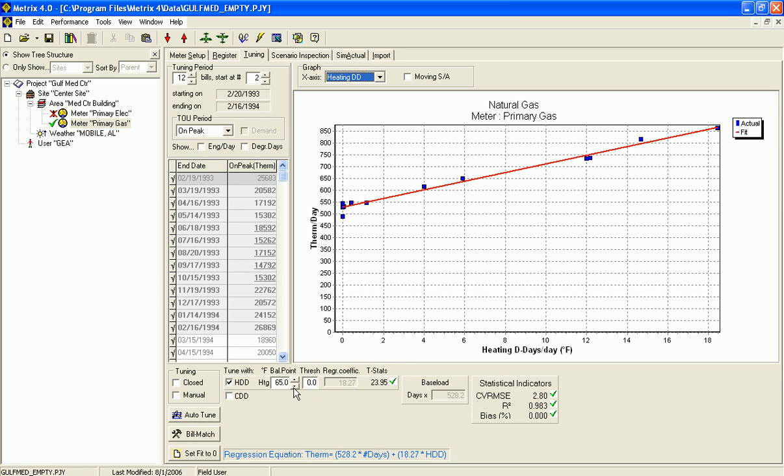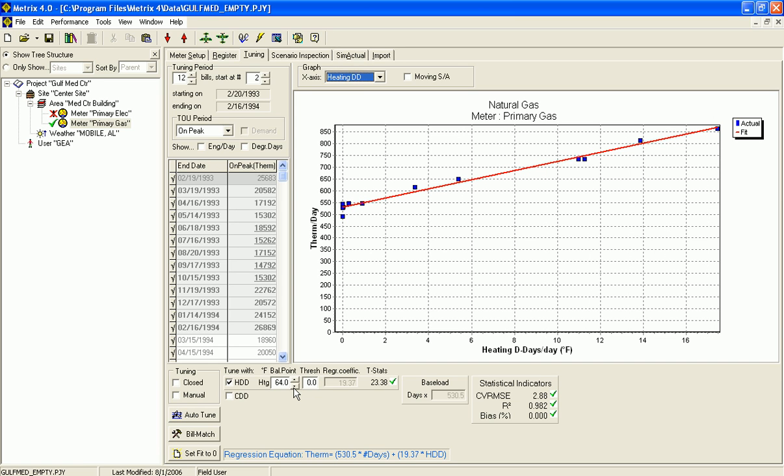At 65 degrees, it remains constant. And with a balance point of 64 degrees, our r-squared value begins to decrease. So for our final tuning, we either want our balance point to be 66 or 65 degrees, because this gives us the highest r-squared value.